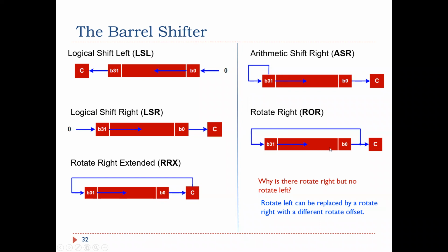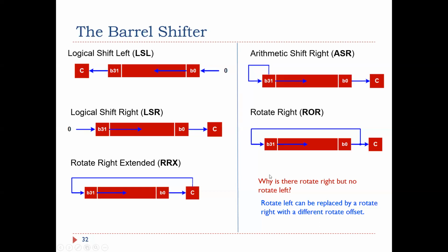And the rotate right will work in this way. It is a rotation to the right, and here you can see that bit 0, which was spilled over here, will not only be stored in carry, but will also be added to bit 31.